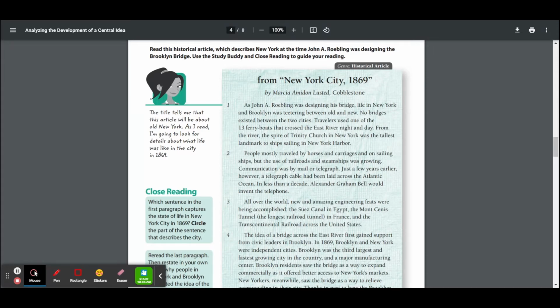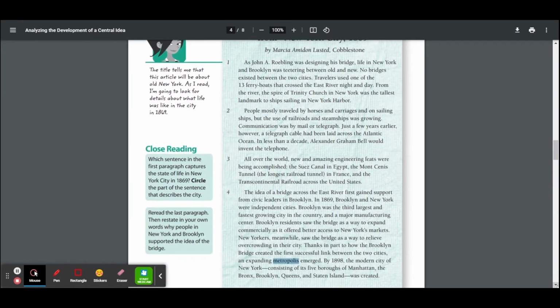The Suez Canal in Egypt, Mont Cenis Tunnel, the longest railroad tunnel in France, and the Transcontinental Railroad across the United States. We are seeing lots of huge inventions taking place.